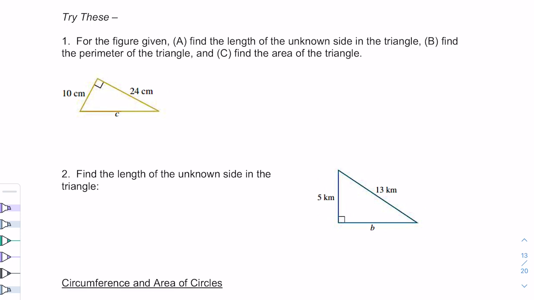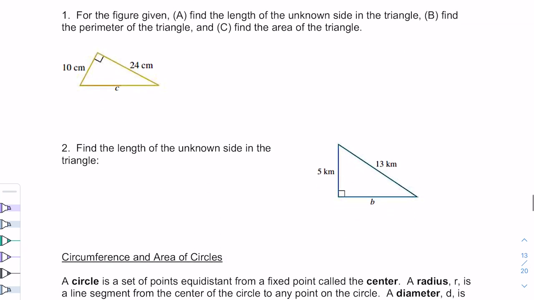So for this problem, they want us to find the length of the unknown side, find the perimeter, and then find the area. So the side I'm looking for is C. There's two things I need to check. It needs to be a right triangle, which it is because it's got the box right there. And then it also needs to have only one side missing, which it does. C is the missing side. So that means I can use the Pythagorean theorem.